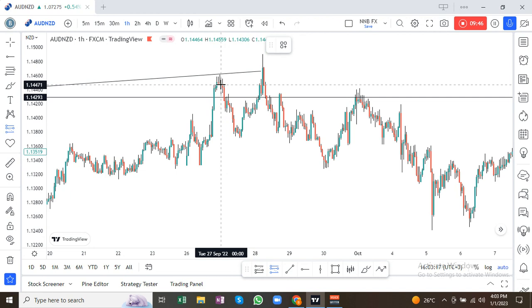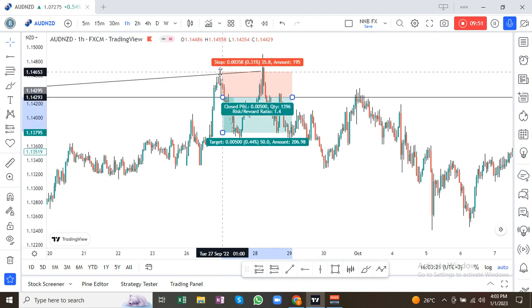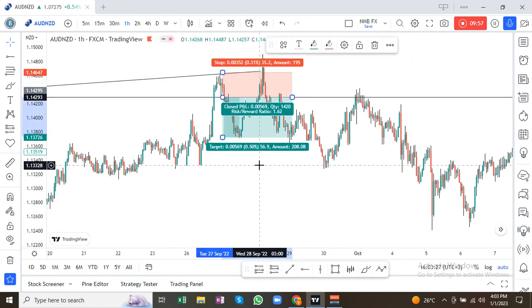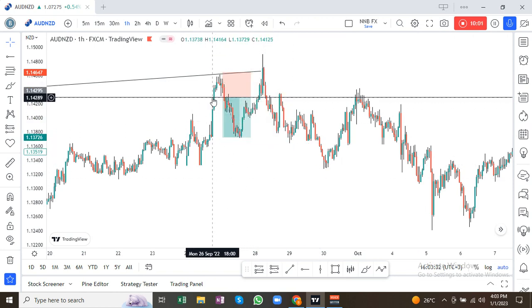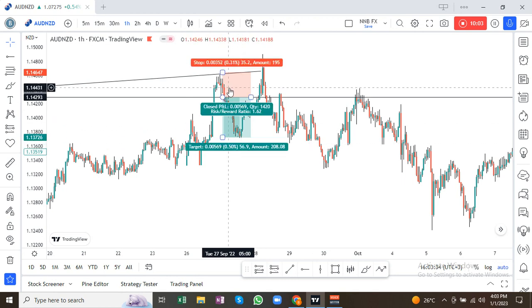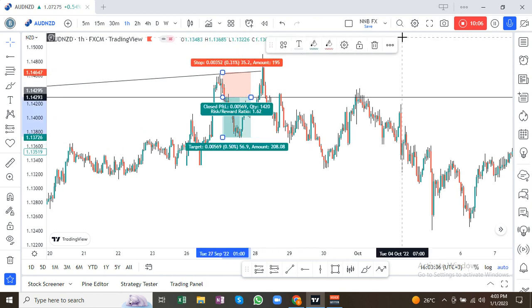At this time, I had not woken up, so I entered the market from here. I entered my trade from there. I placed my stop loss just above the structure. After it got here, I moved my stop loss to break even here. So the market came back up and stopped me out.